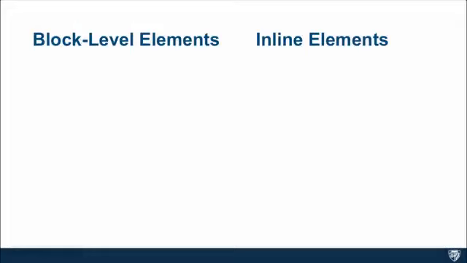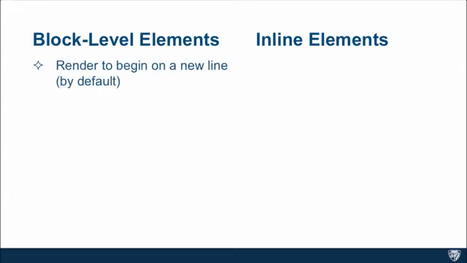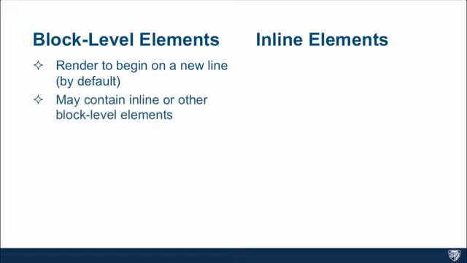All elements fall into basically two categories under the traditional content model structure, either block level elements or inline elements. Block level elements render to begin on a new line by default. You could change that with CSS, but we're not talking about CSS yet. So every time you specify a block level element in HTML, the browser will automatically place that element on a new line in the flow of the document. Block level elements are allowed to contain inline or other block level elements within them.